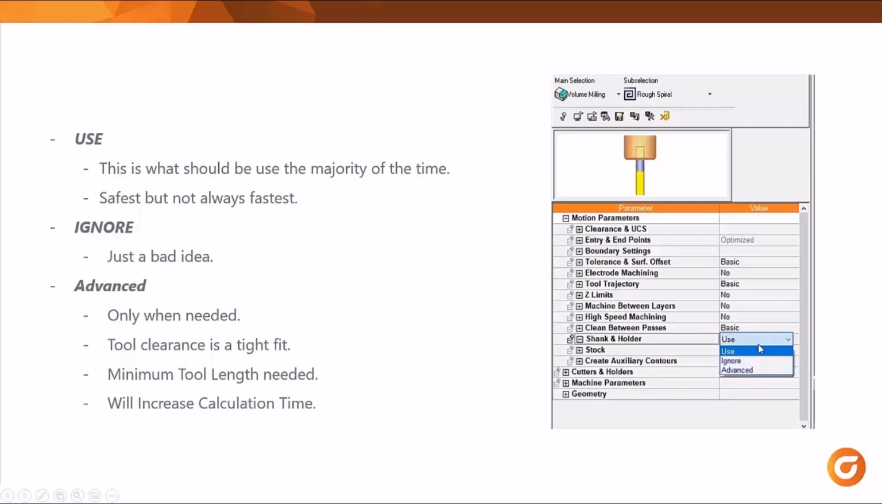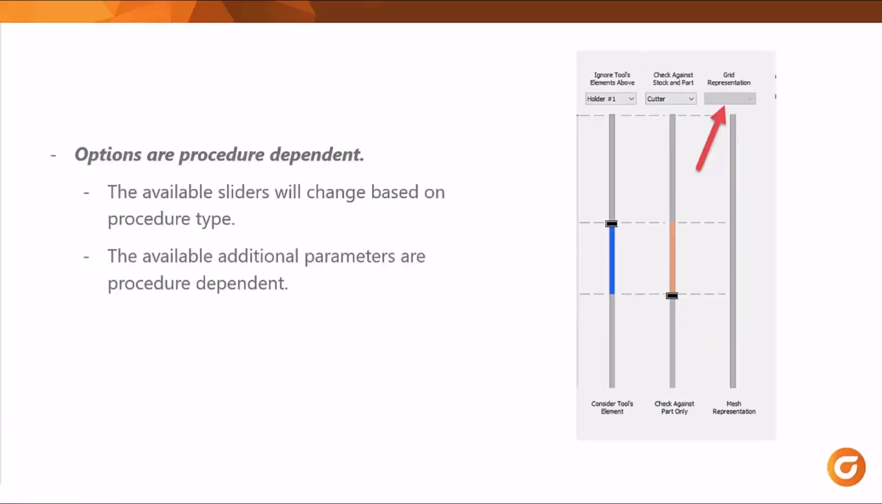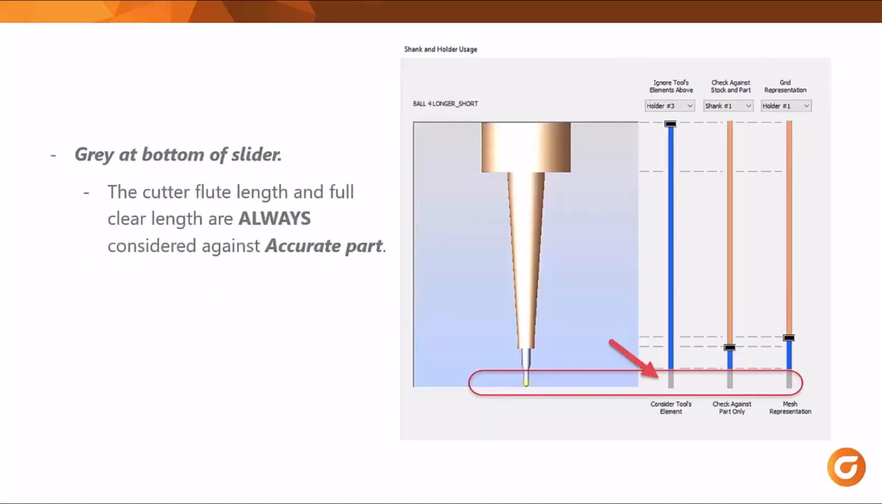Let's take a little more look at this. Something we'll want to keep in mind today is the options are procedure dependent. Some sliders, depending on the procedure, may or may not be available. One of the things that you'll notice when you open the dialog is the gray at the bottom of each slider column. The cutter flute length and the full clear length are always considered against the accurate part. So there is no adjustability here. They're always going to be considered for safety and accuracy.